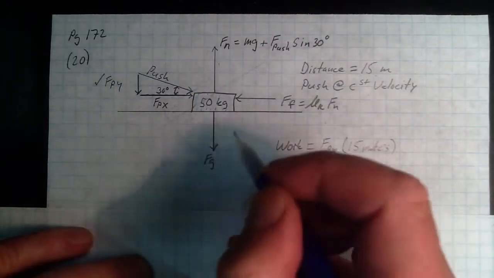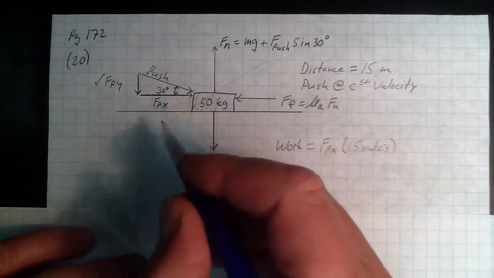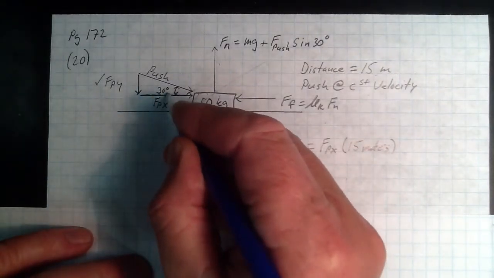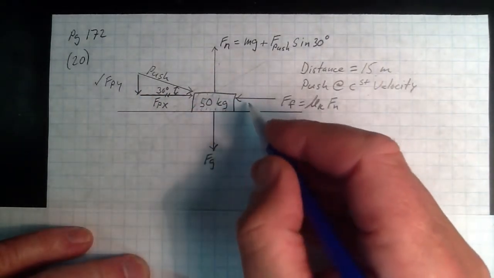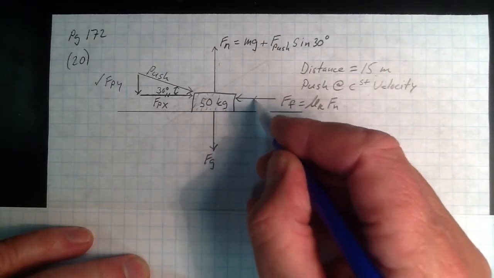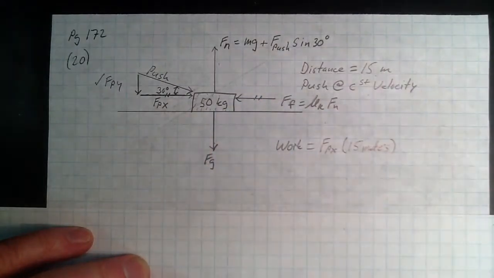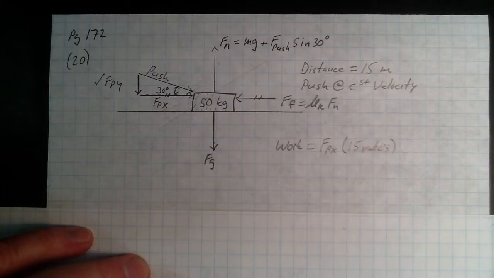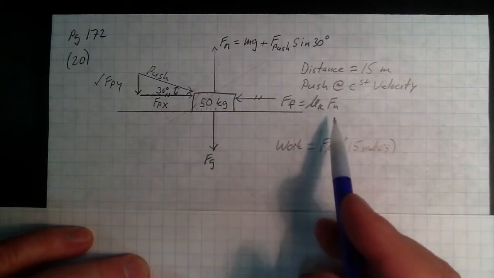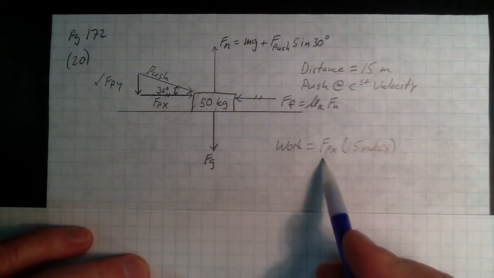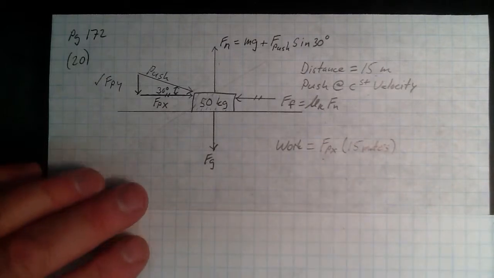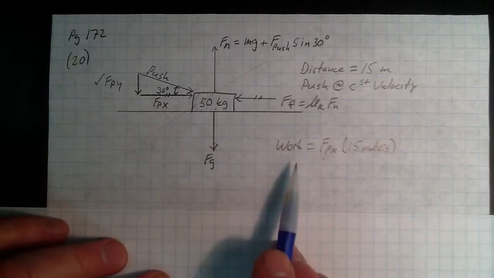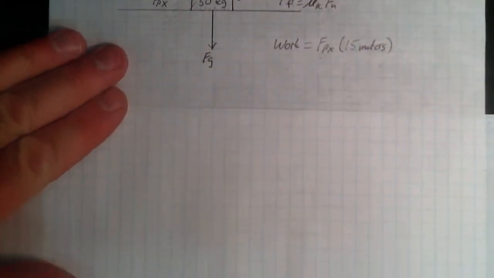Okay, and also, how am I going to get the force applied? Well, I know that this is in equilibrium, so the force applied in the x and the force of friction have to be equal and opposite, so that we're going to be in equilibrium. And so once I calculate the force of friction, then that will also be the same value as force applied in the x. Okay, so we can calculate then the amount of work done there.